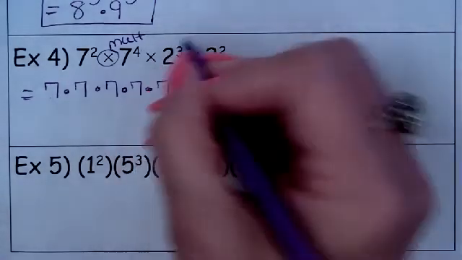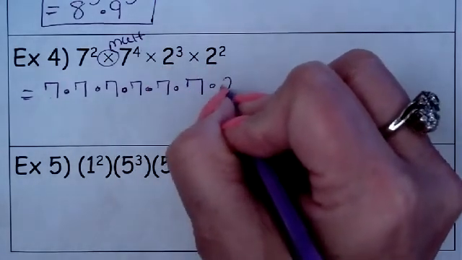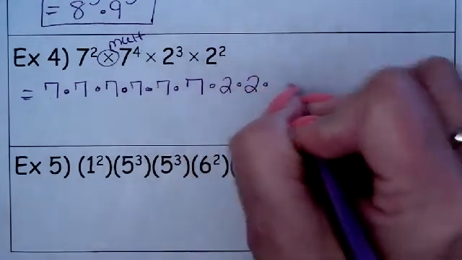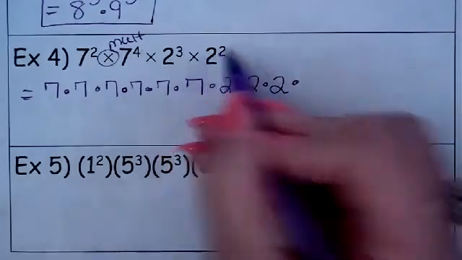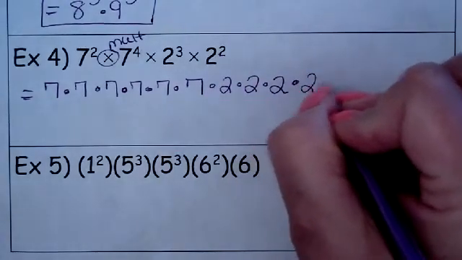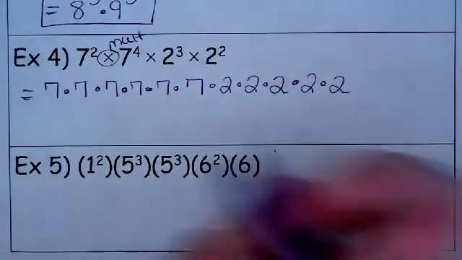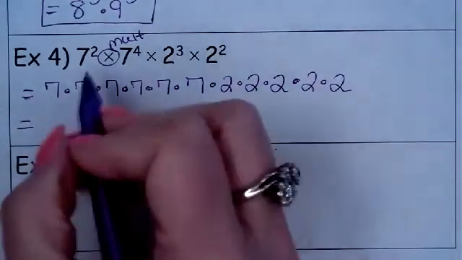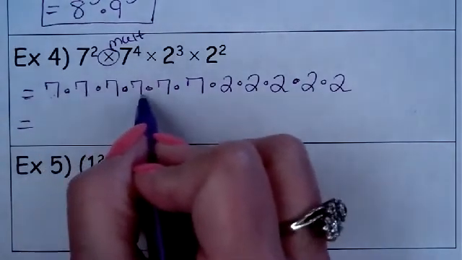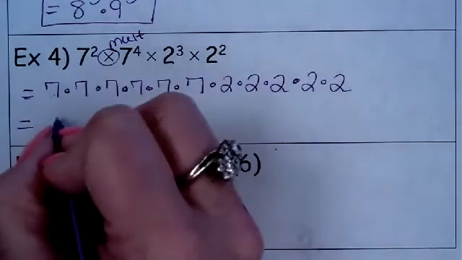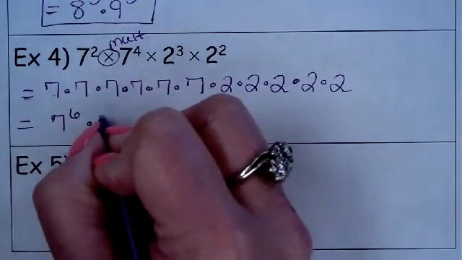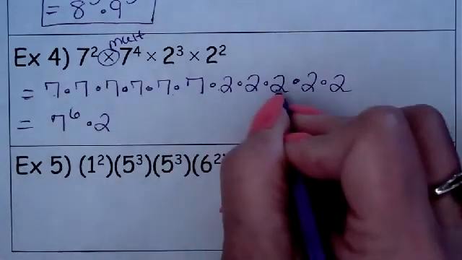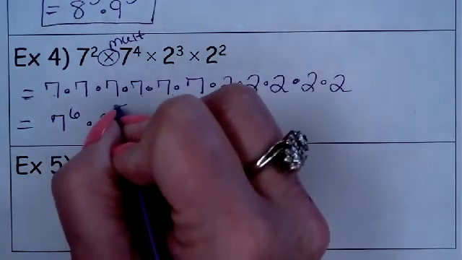Times 2 to the 3rd. That's 3 2s. So that's 1, 2, 3 times 2 to the 2nd. That's 2 more 2s. So 1, 2. Now let's squeeze them all back together. 1, 2, 3, 4, 5, 6. So 7 to the 6th power times 2 to the 1, 2, 3, 4, 5th power.